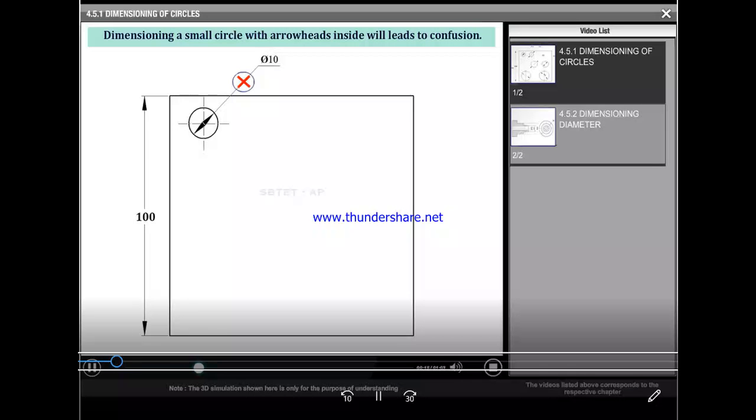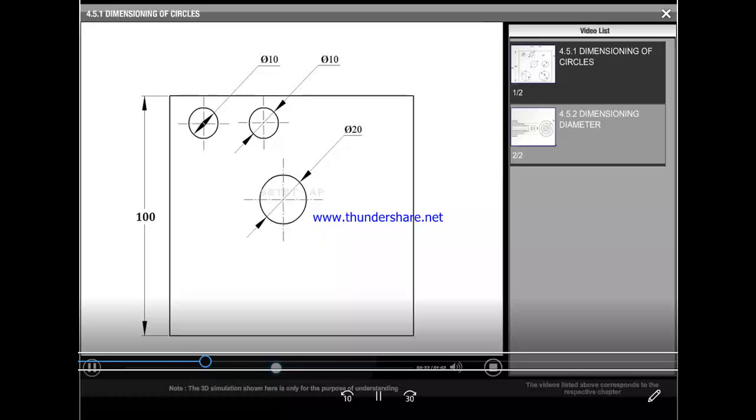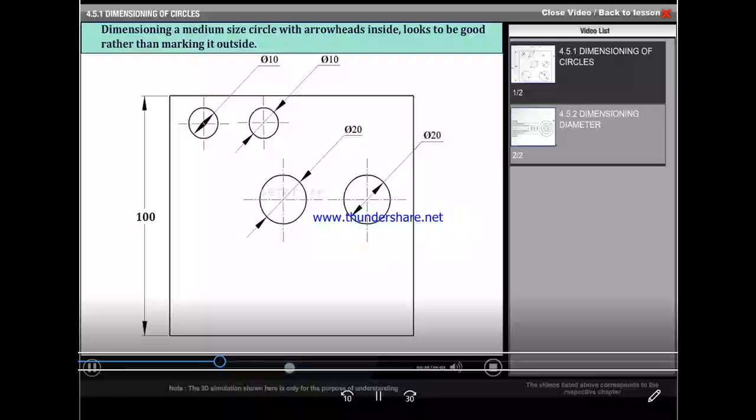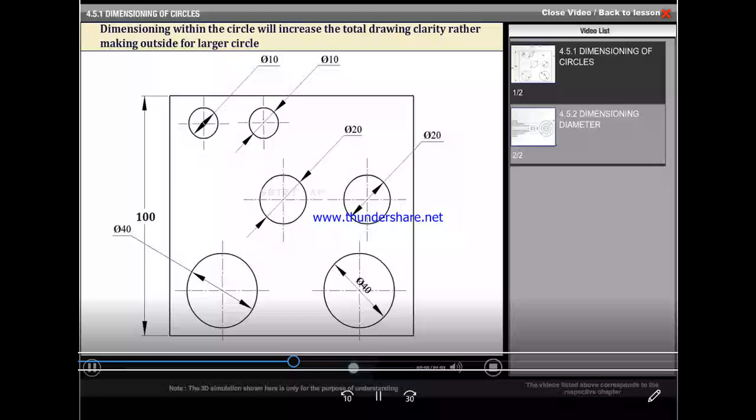Dimensioning a small circle with arrowheads inside will lead to confusion. Dimensioning a small circle with outside arrowheads will be clear and readable. Dimensioning a medium-sized circle with arrowheads inside looks good rather than marking it outside. Dimensioning within the circle will increase the total drawing clarity rather than placing it outside for a larger circle.